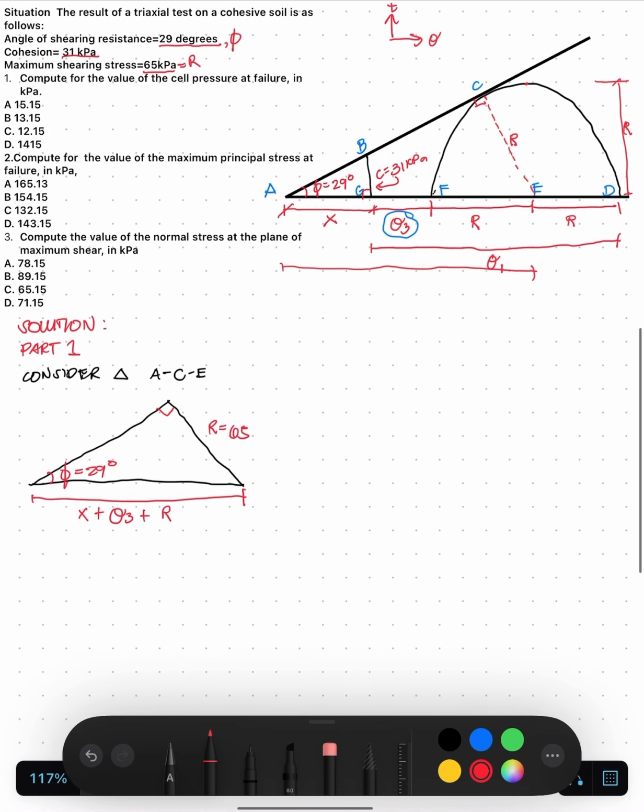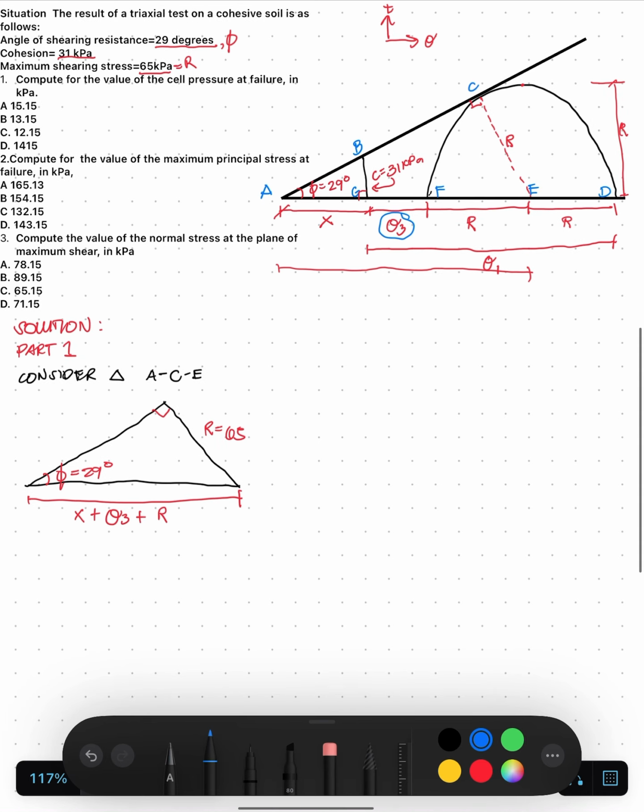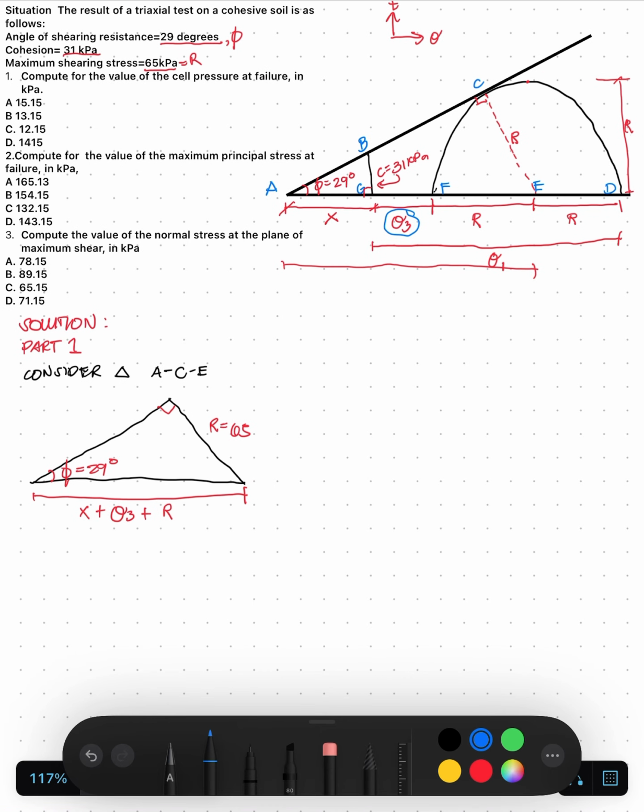Now we can use basic trigonometry in solving for our x, for our sigma 3 I mean. So sine phi is equal to r over x plus sigma 3 plus r. But take note that in this equation we still have two unknowns, x and sigma 3. So we will just solve first for our x.